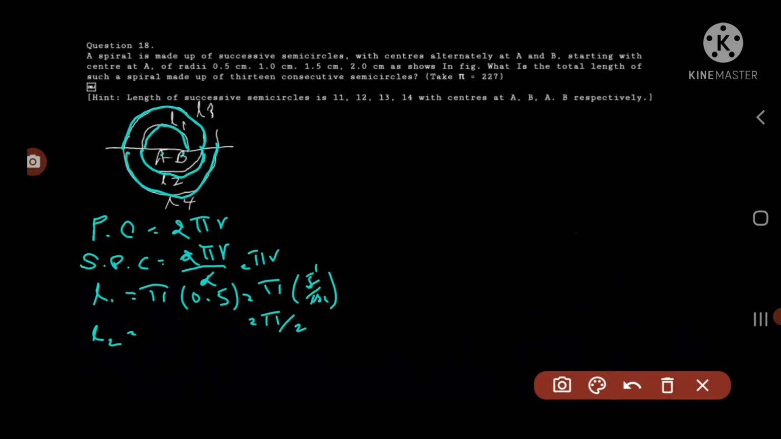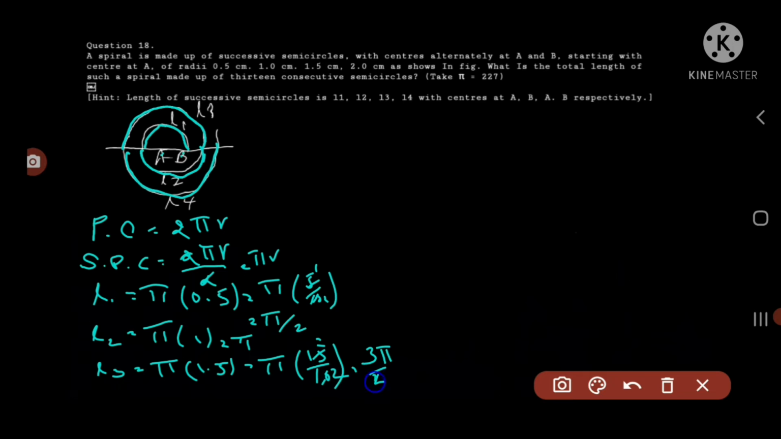Now, L2. L2 is equal to pi into R, here R is 1. That means pi into 1 is pi. Now, L3. L3 is equal to pi into R, which is 1.5. That is equal to pi into 15 by 10. If we cancel these, we get 5 threes are 15, 5 twos are 10. That means 3 pi by 2. So now we know L1, L2 and L3.